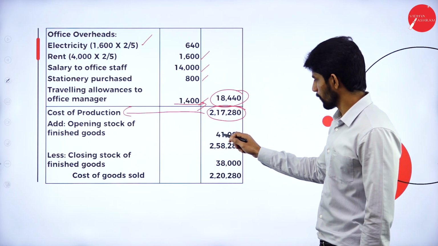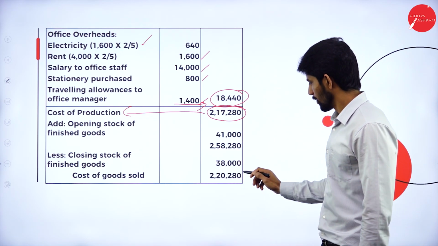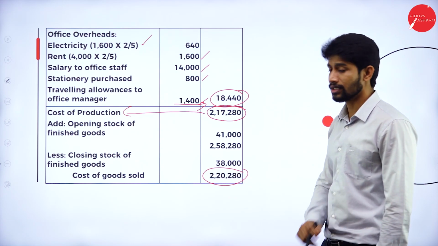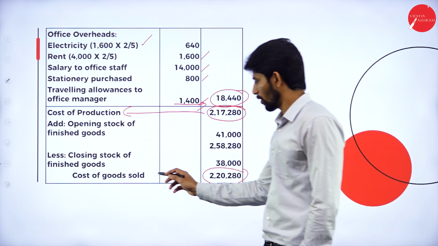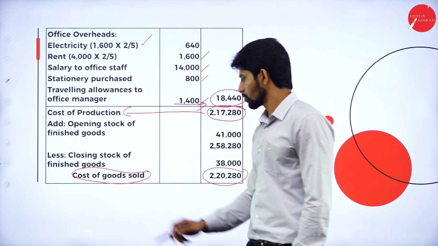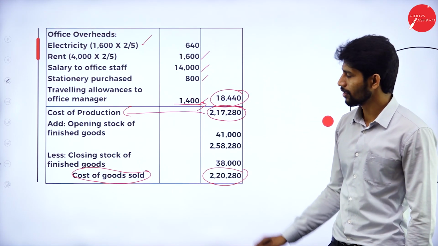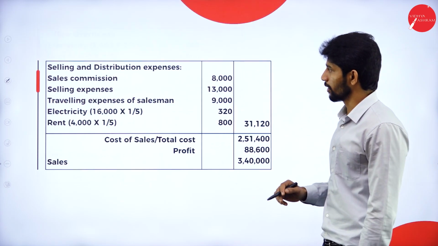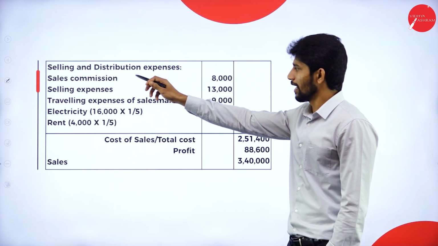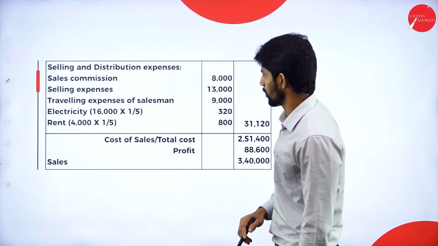So add 41,000 less 38,000. You will get balance of 2,20,280. That value is called cost of goods sold. That is 2,20,200. So for cost of goods sold, add selling and distribution expenses.